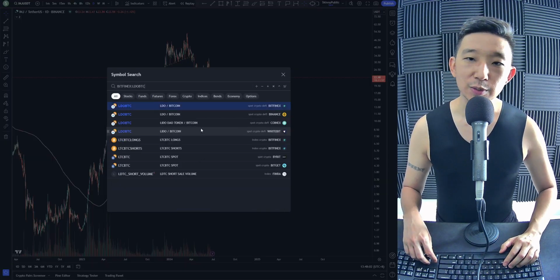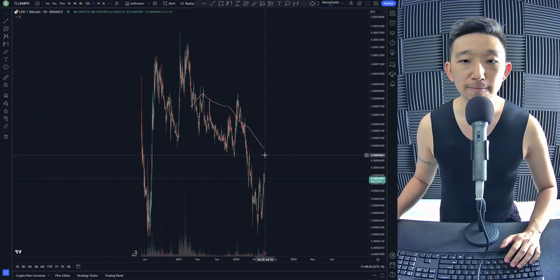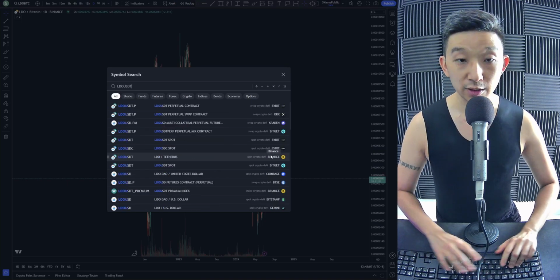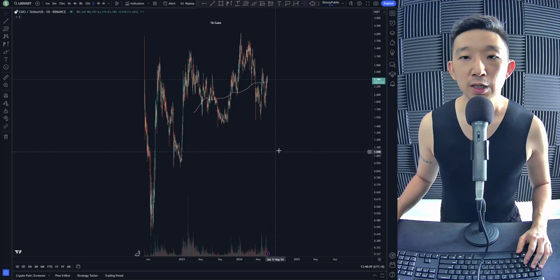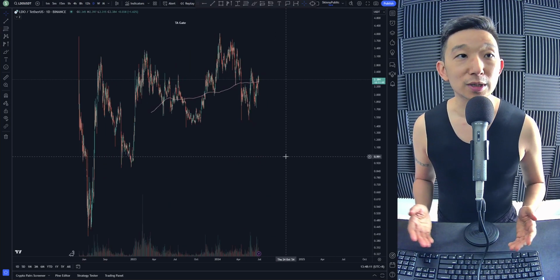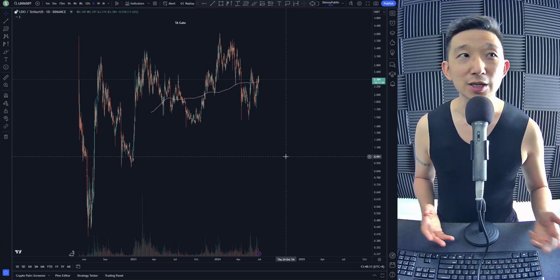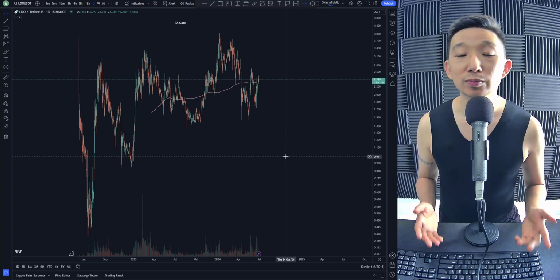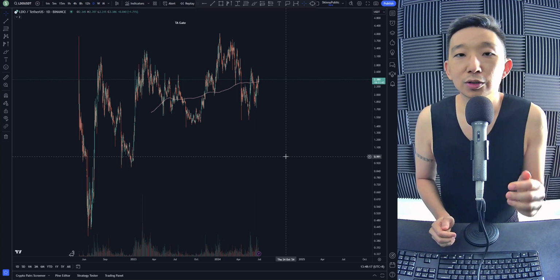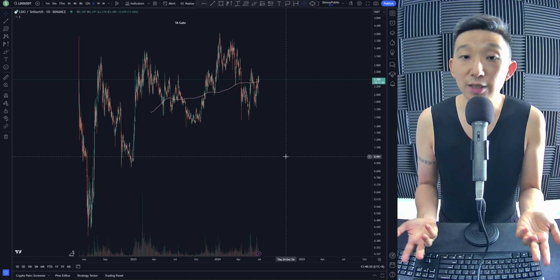Lido DAO, LDO against BTC. Here we are for LDO. Nothing for us to work with. LDO against USDT. The thing about the crypto state at the moment is that some coins are bullish and some coins are bearish. You must be able to discern between those that are bullish and those that aren't.